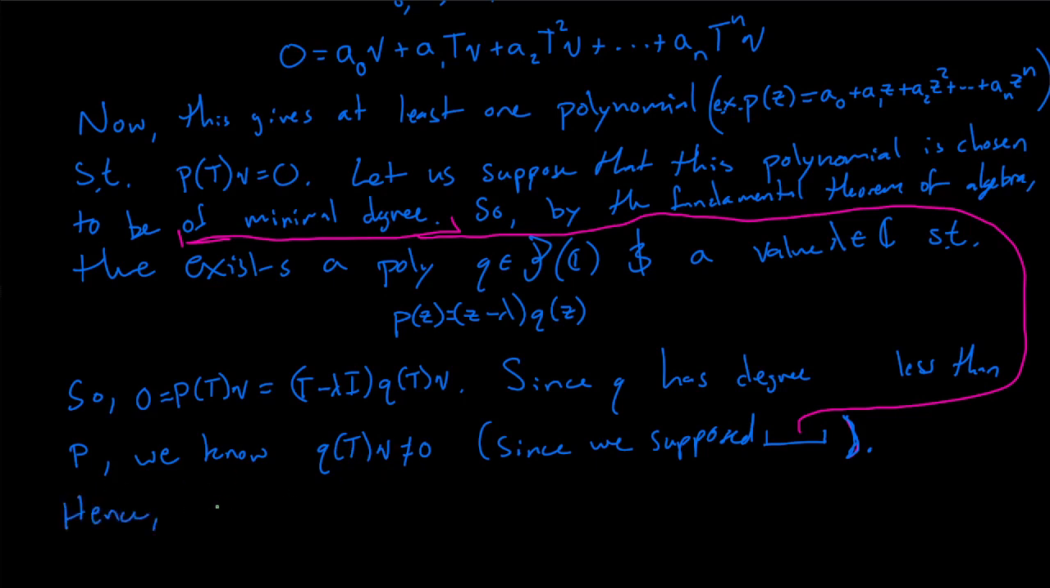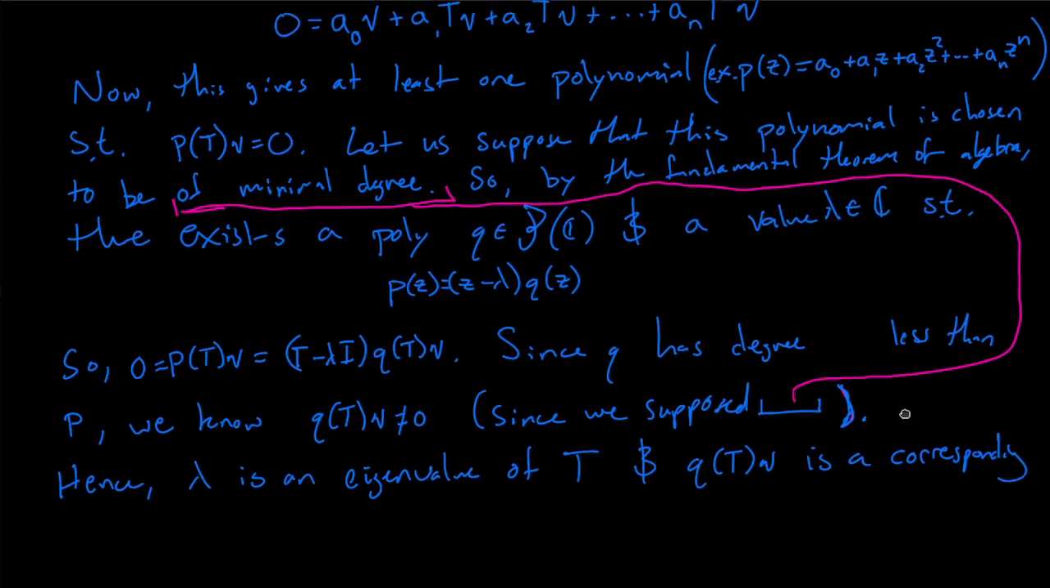Hence, lambda is an eigenvalue of t, and q t v is a corresponding eigenvector.